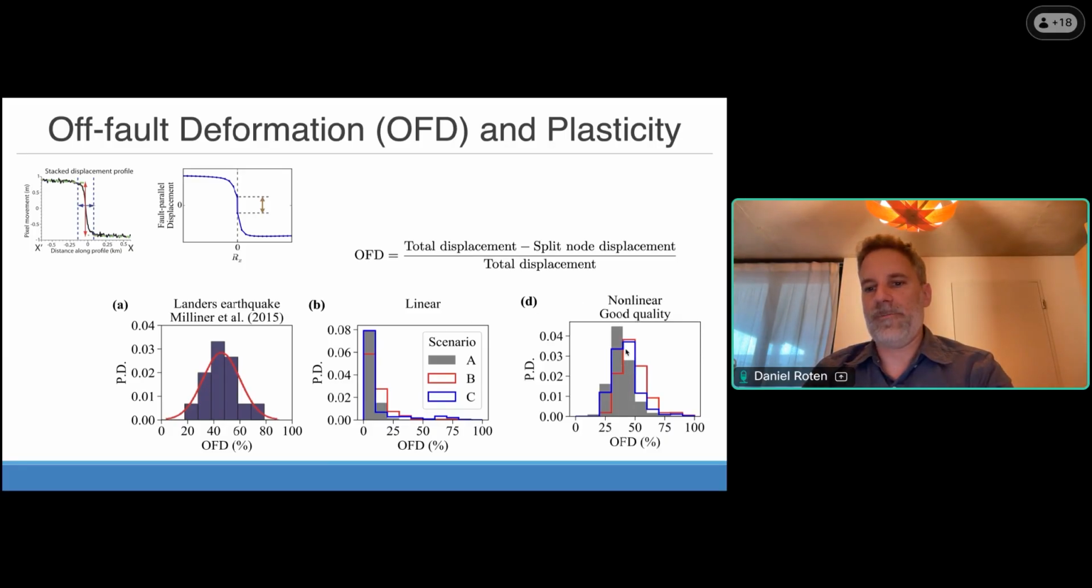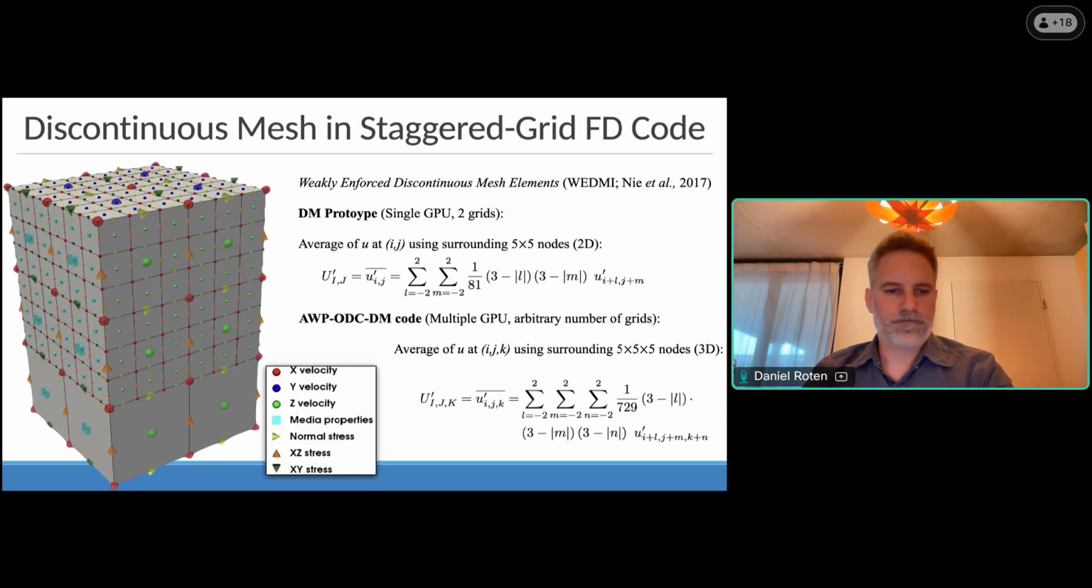What was found is that only a small part of the deformation happens on the fault itself at the surface, and at depth there is more deformation happening. That means on the surface you're getting a finite fault zone where the deformation happens. Some researchers like Milner and others quantified this off-fault deformation, which is defined as the total displacement minus the surface displacement, normalized by total displacement. They found that it's about normally distributed with a mean of 50%.